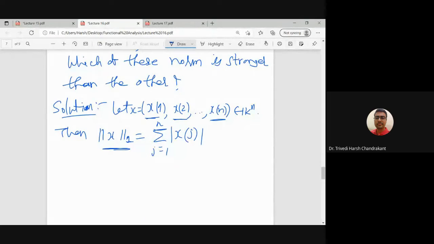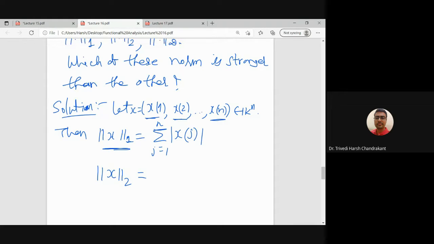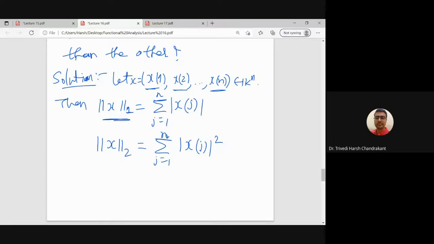Second norm is what? Again, summation j equals 1 to n, the Euclidean norm. So that is modulus of xj square. In the Euclidean norm, we take the square, and we need to take its square root. Fine. So this is the Euclidean norm.